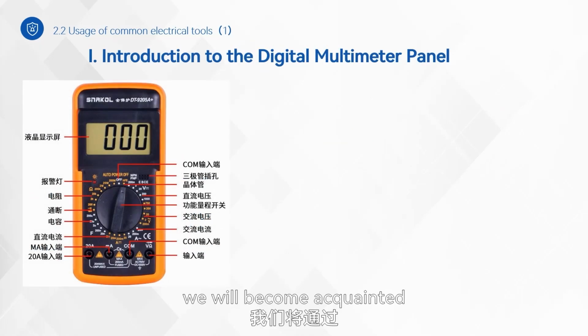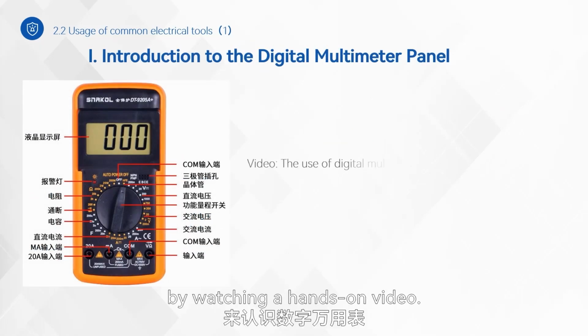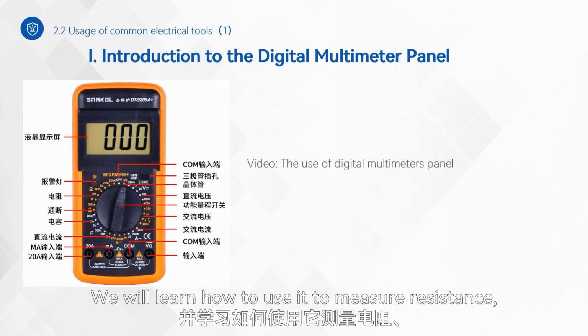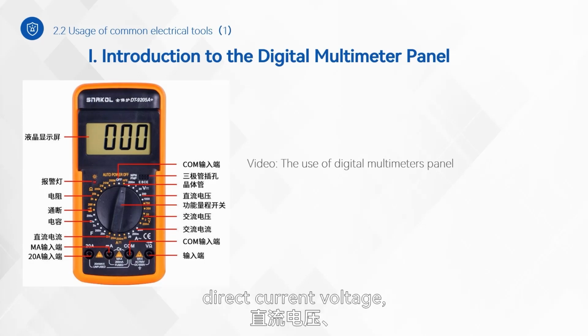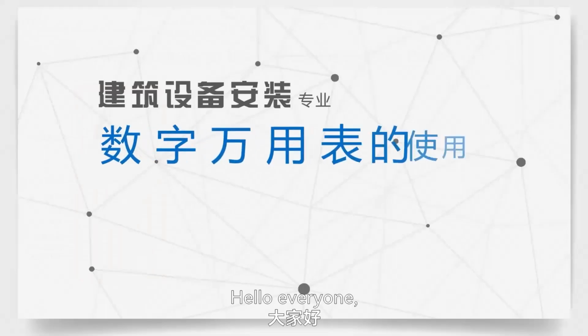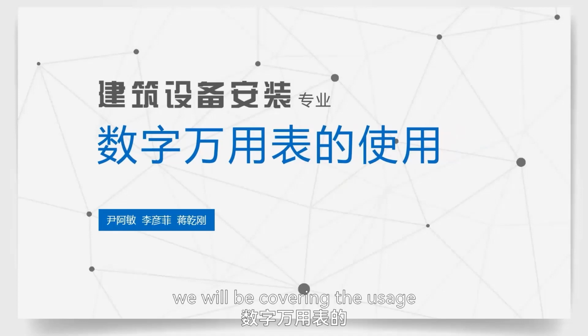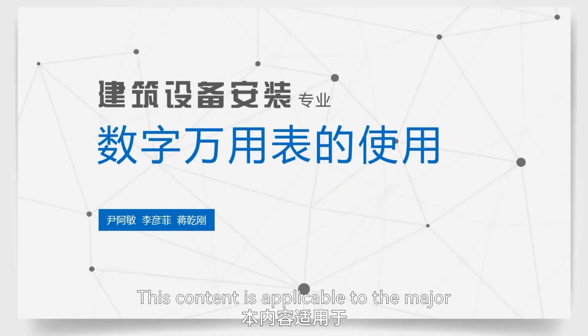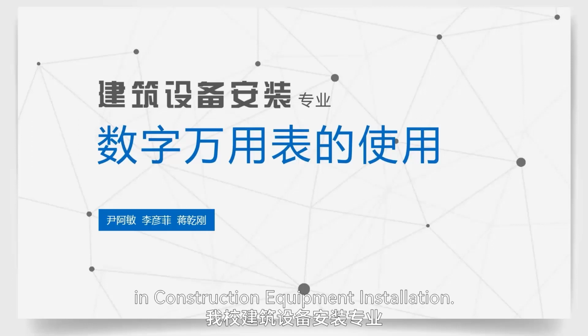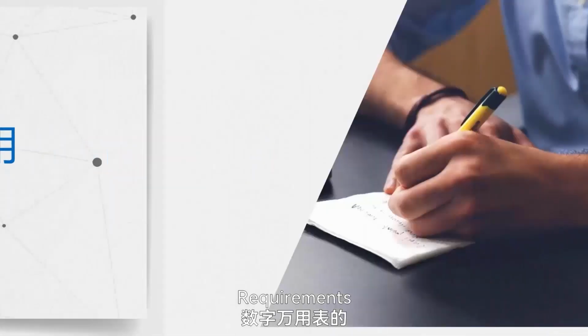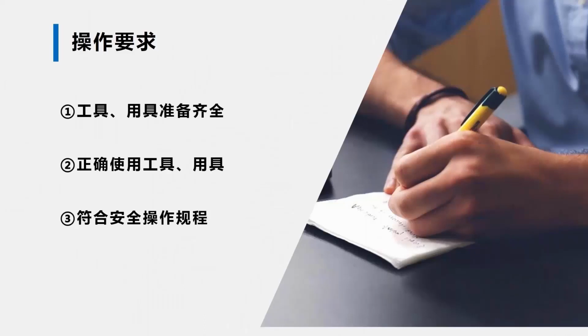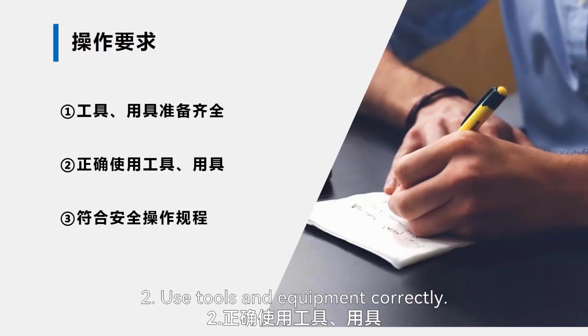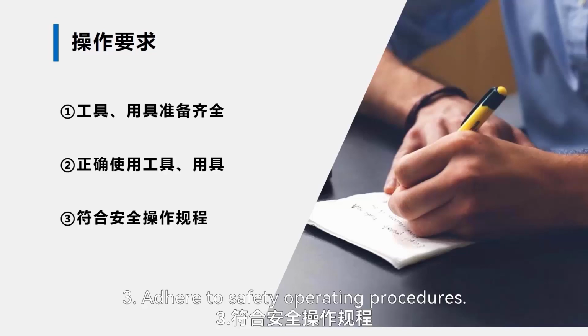Next, we will become acquainted with a digital multimeter by watching a hands-on video. We will learn how to use it to measure resistance, alternating current voltage, direct current voltage, and also how to determine the continuity of a conductor. Hello everyone, in this lesson, we will be covering the usage of a digital multimeter. This content is applicable to the major in construction equipment installation. Requirements for operating a digital multimeter. 1. Ensure that all tools and equipment are prepared. 2. Use tools and equipment correctly. 3. Adhere to safety operating procedures.